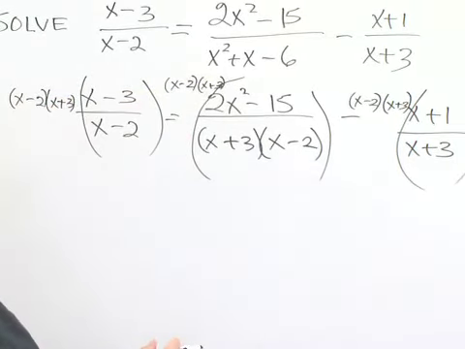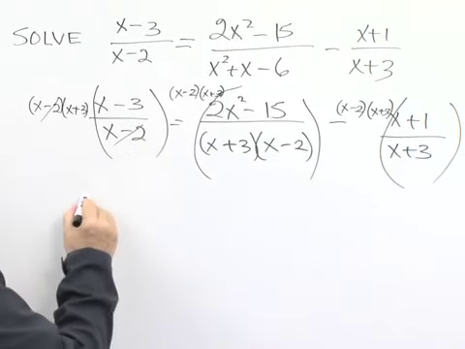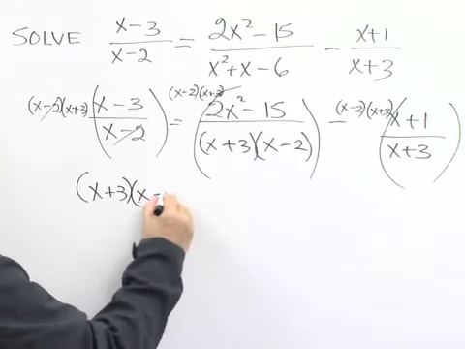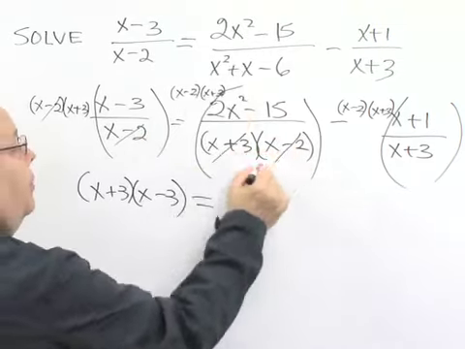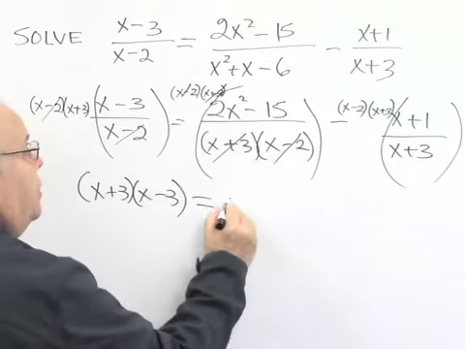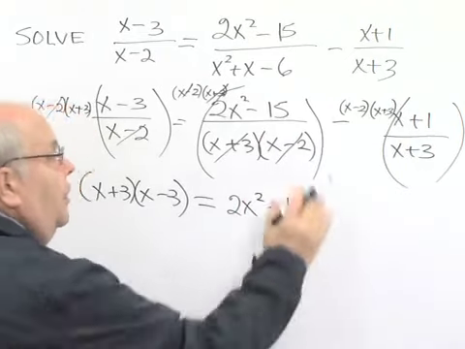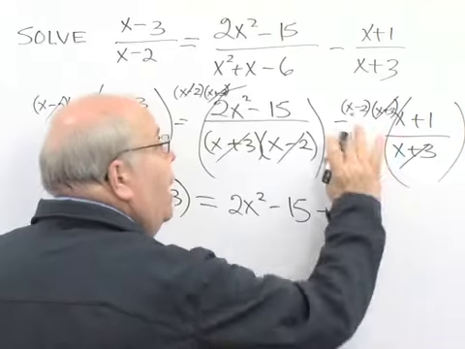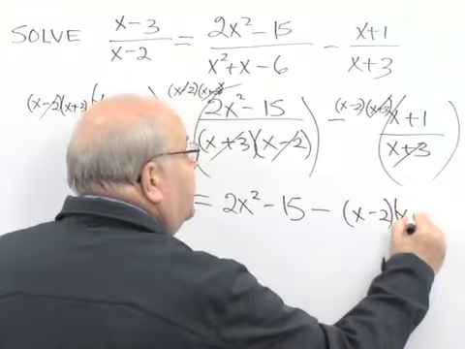Fortunately, in each case, something will divide out. Here, the x minus 2's drop out, so we just have x plus 3 times x minus 3. On the right-hand side of the equal sign, both expressions divide out, so we just have 2x squared minus 15. This final term, the x plus 3, drops out, so we have minus the quantity x minus 2 times x plus 1.